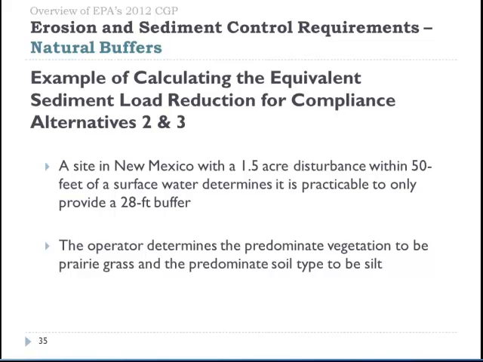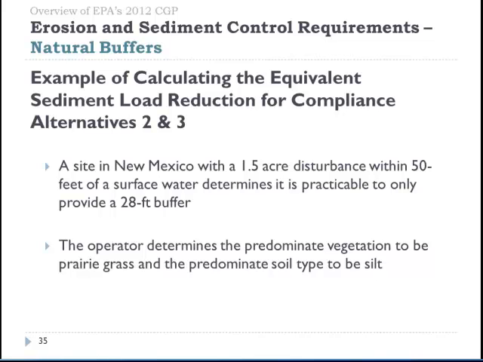In this example, a site in New Mexico with a 1.5 acre disturbance that occurs within 50 feet of the surface water finds that they can only provide a 28-foot buffer. And so therefore, they would need to choose compliance alternative 2, which allows you to provide a buffer of less than 50 feet that must be supplemented with additional erosion and sediment controls to achieve the equivalent of a 50-foot buffer.